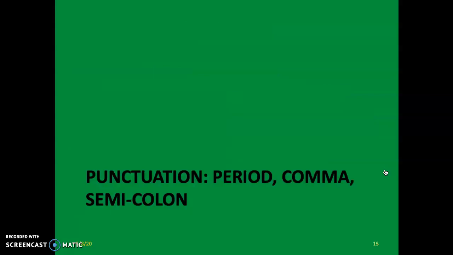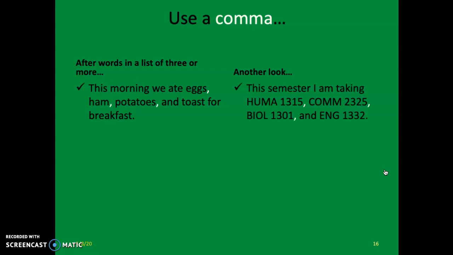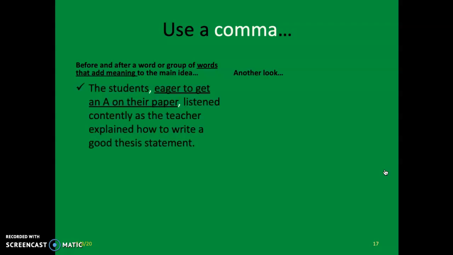All right, let's talk about punctuation. Punctuation is very important. All right, some basic rules for using a comma, semicolon. All right, so for example, we know we use commas when we are listing 3 or more words. Okay, as in this example, all right. We also use commas before and after a word or group of words that adds meaning to the sentence. So imagine you have a sentence, but you want to add a bit of extra information. You would set that extra information off using a comma.